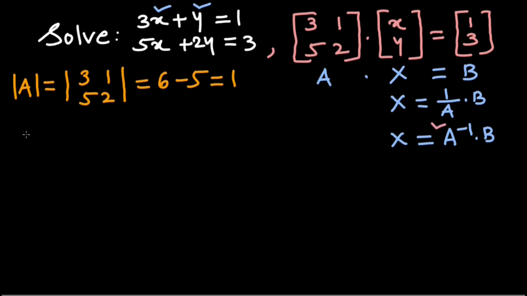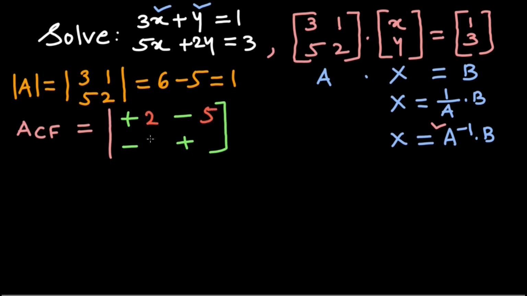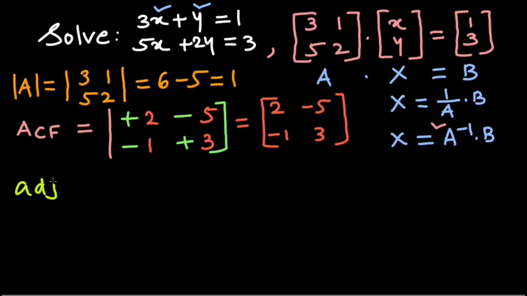For that, first we will write the cofactor matrix of A. So first we will write the proper signs of the minors, which will be plus, minus, minus, and plus. Next we will write the minors of the elements. So the minors will be 2, 5, 1, and 3. So the cofactor matrix will be 2, minus 5, minus 1, 3. Adjoint of A will be the transpose of this cofactor matrix. So it will be 2, minus 1, minus 5, 3.